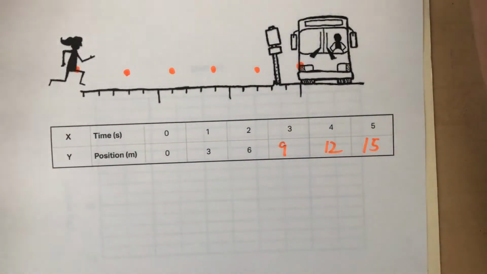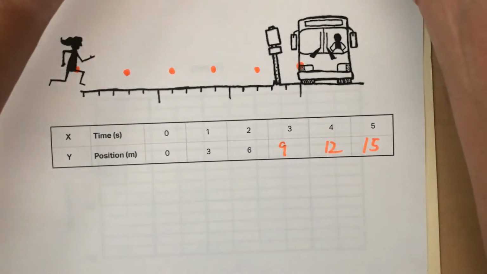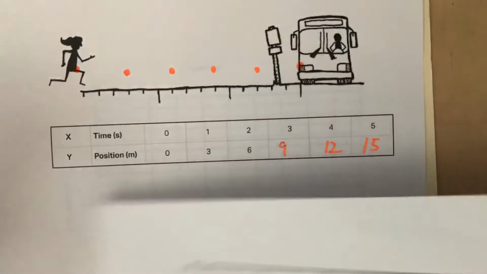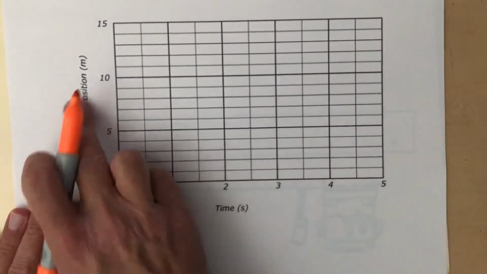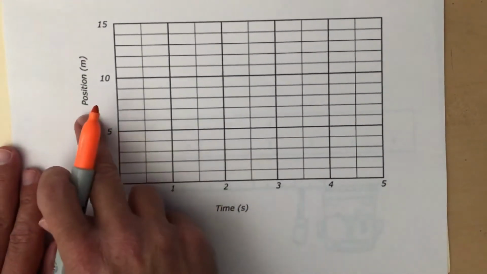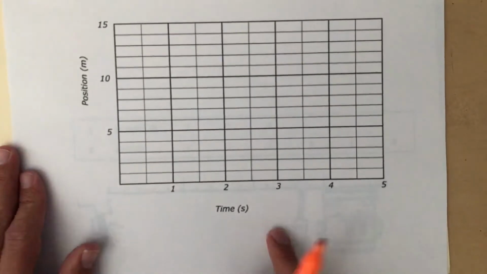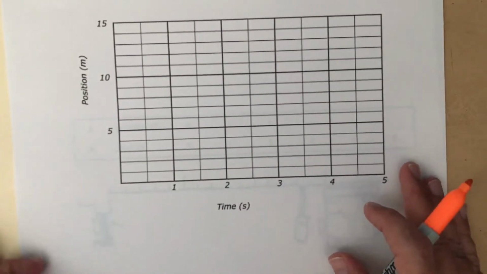So next thing they want us to do is to draw a graph from this data. So let's put this off to the side for now. Put the graph back on here. It is a position versus time graph, since position's on the y and time is on the x. So let's plot our data points.